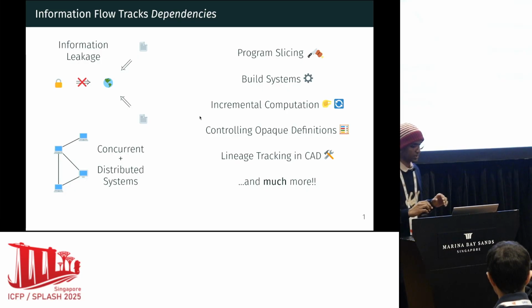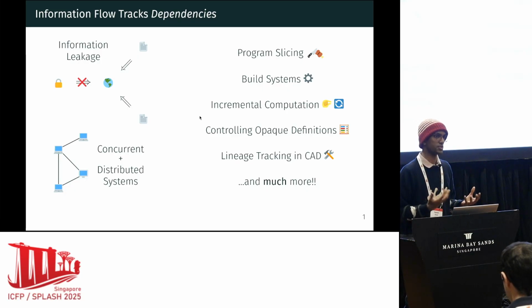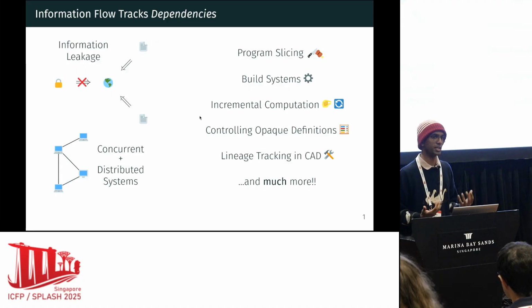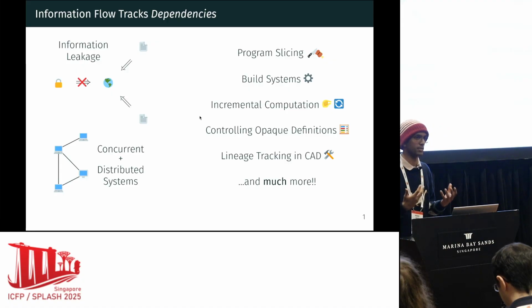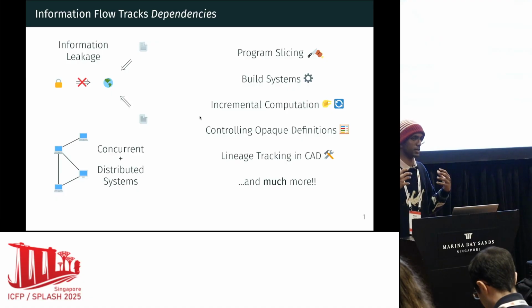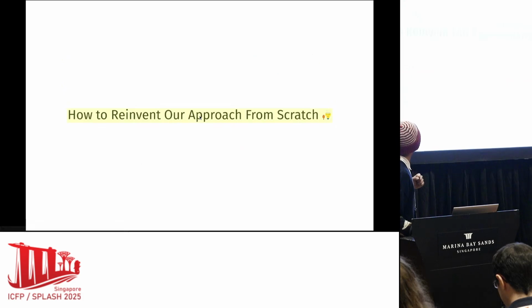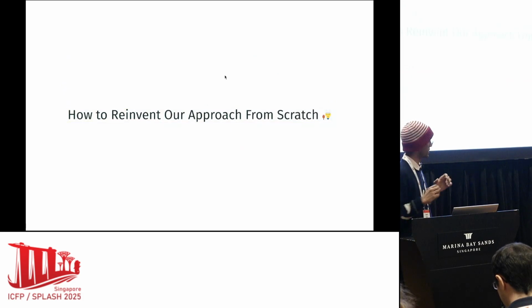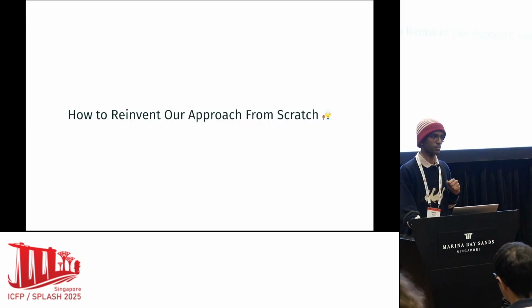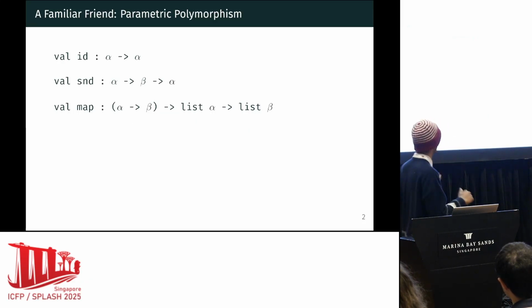and also many, many more things. So I'm going to take the security perspective in this talk because I think it's a particularly simple one to take, but I think it's helpful to keep in mind that information flow and dependency tracking is a broadly useful technique for lots of PL stuff. Okay. So I want to walk through how to reinvent our approach from scratch, basically, starting with parametric polymorphism.